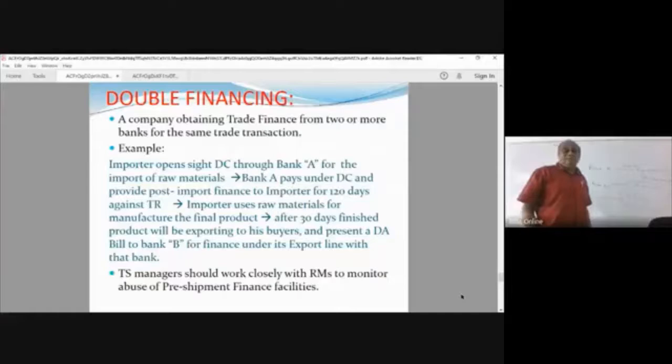So that is why, with double financing, you have to be very, very careful when you are having these types of things. That is why I'm always telling trade finance managers they have to work hand in hand with the RMs, very closely, right? Then you can monitor the abuse of pre-shipment finance. Here we have given pre-shipment finance.